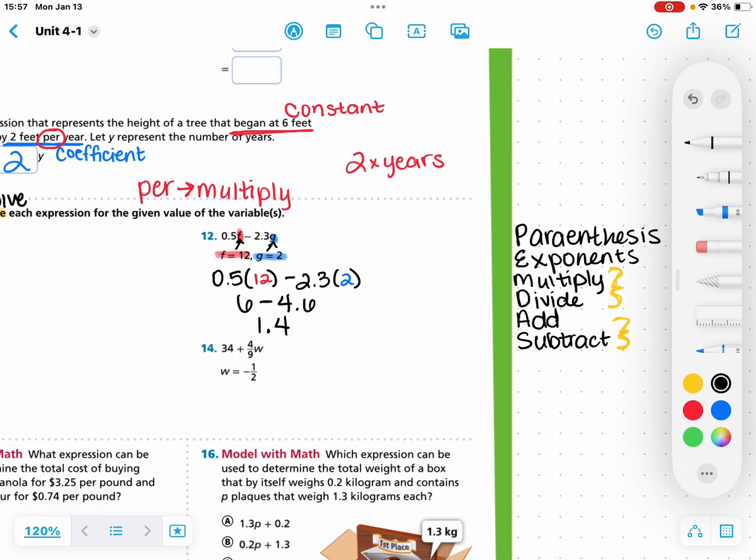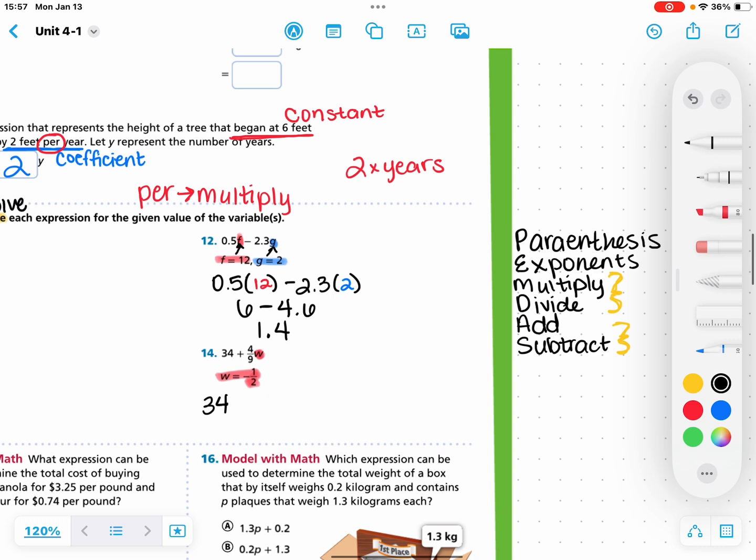Now, this next one is using fractions, which is okay. We're going to go back to numerator times numerator and denominator times denominator. W equals negative 1/2. Now, that negative 1/2 is important. So 34, there's nothing happening to it, so I leave it alone. Plus 4/9 times a negative 1/2.